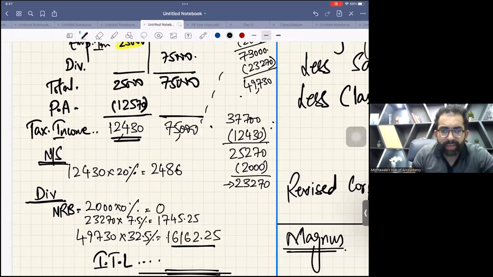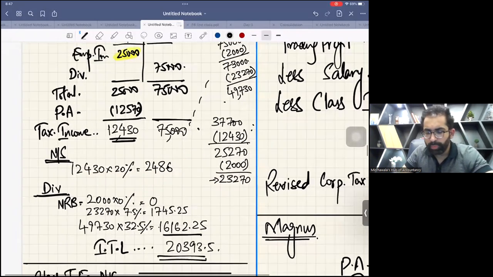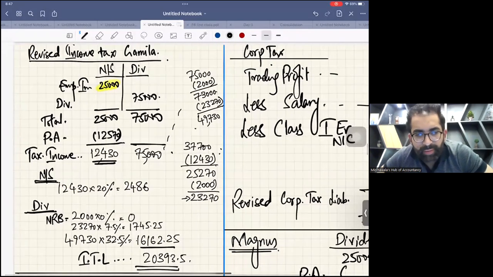What is the final ITL? Can anybody tell me what is the final income tax liability? 20393. Okay. So to be very honest, this is nothing. You did it at the beginning of this course. This tax calculation is peanuts, a piece of cake now. I'm sure you all did it.